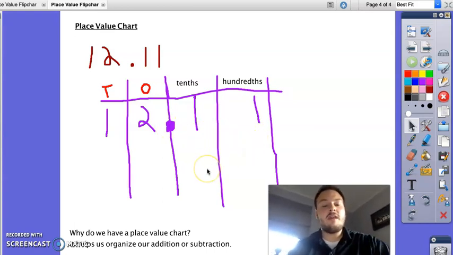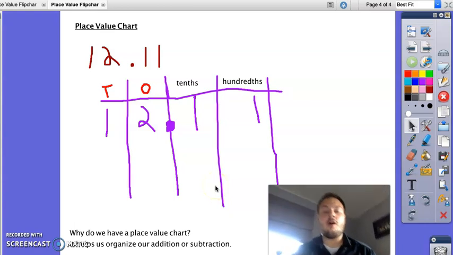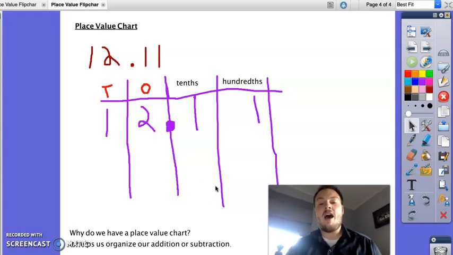Why we do this is it helps us organize, especially with addition and subtraction, especially if your child is struggling writing in a straight line. I would recommend using graph paper or just lining up your numbers this way to keep it nice and organized and really help us understand the concept of place values.